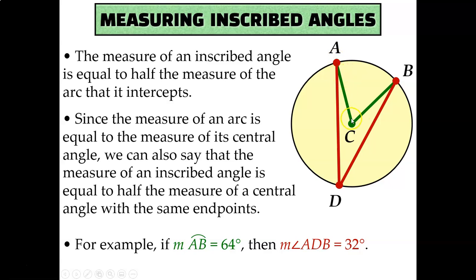So for example, if I knew that the measure of angle ACB was 64 degrees, then the measure of arc AB would also have to be 64 degrees. That's what we learned in the previous lesson. But we're learning today that that means that the measure of angle ADB, the inscribed angle, is half of 64. It has to be 32 degrees.